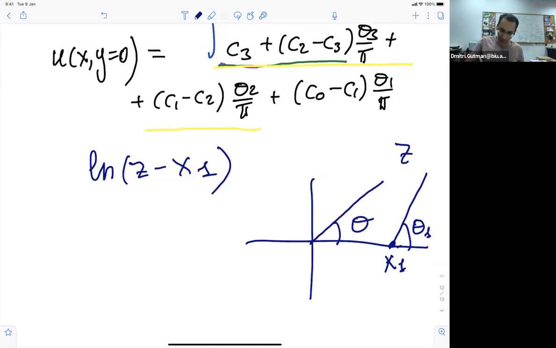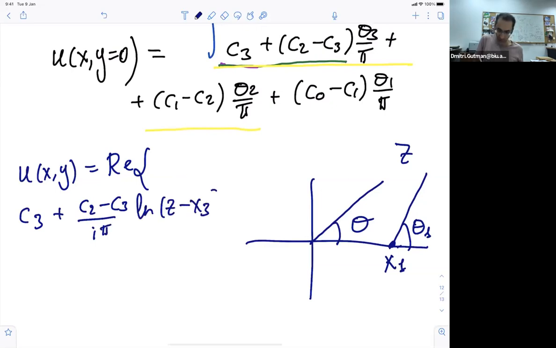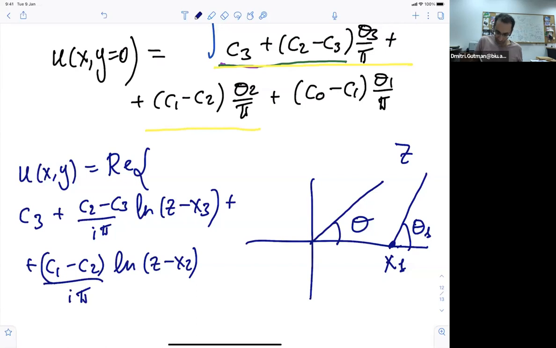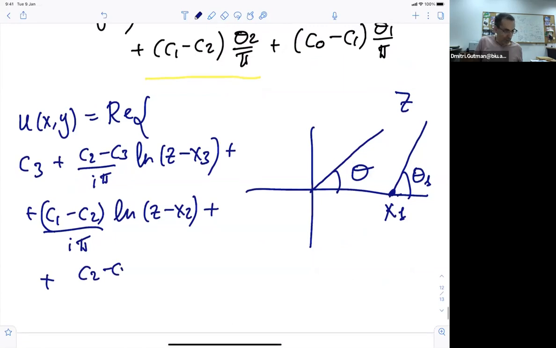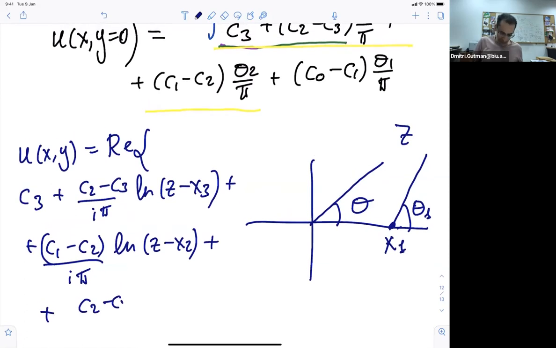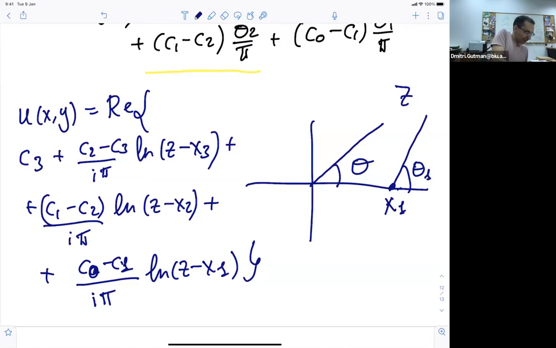ולכן כדי לקבל את הקונסטרוקציה הזאת, אני פשוט חוזר על אותו תרגיל שעשינו מקודם, אבל פעם כותב u של x ו-y, זה real part של c3 ועוד c2 מינוס c3 חלקי i פאי, כפול לן של z מינוס x3, זה נותן תטא 3, ועוד c1 מינוס c2 חלקי i פאי, לן של z מינוס x2, זה נותן תטא 2, ועוד c0 מינוס c1 חלקי i פאי, לוגריתם z מינוס x1. טעיתי פה, זה צריך להיות c0 מינוס c1.